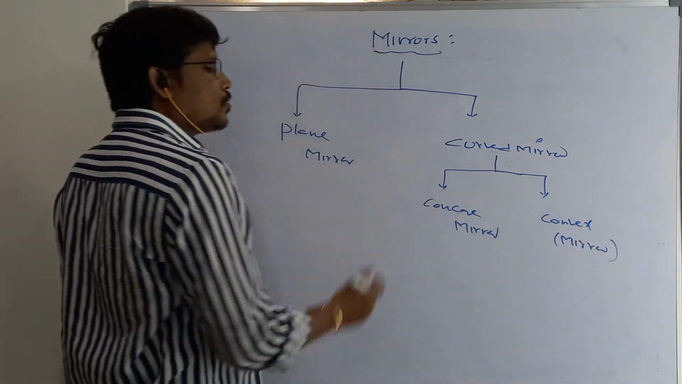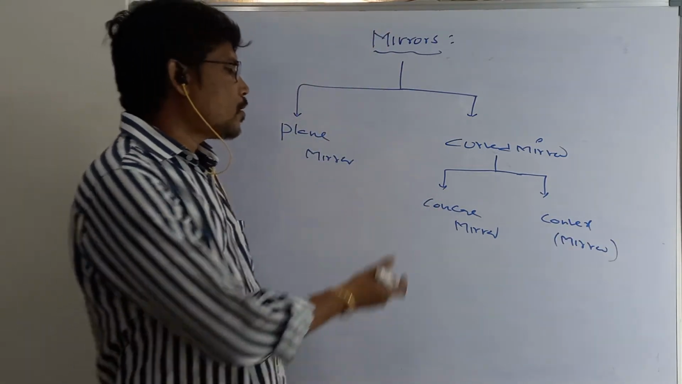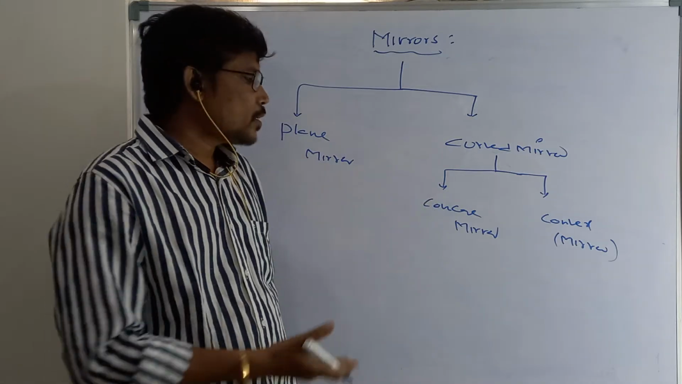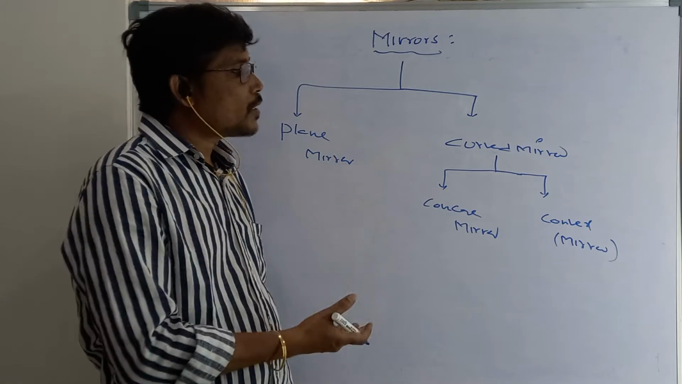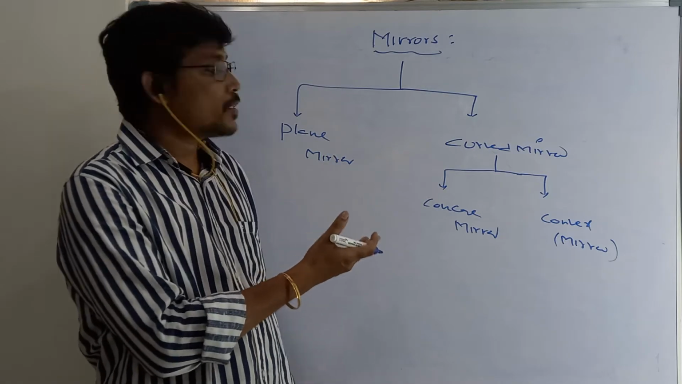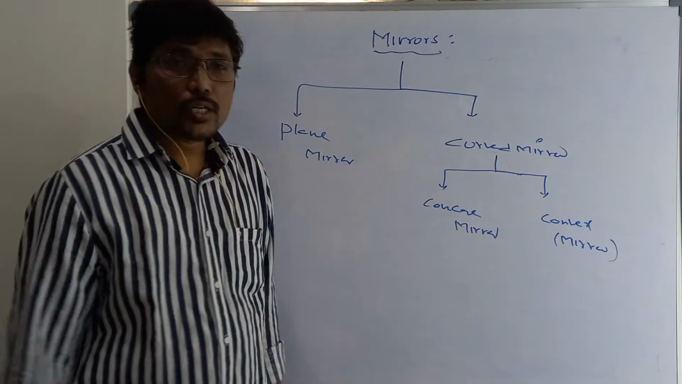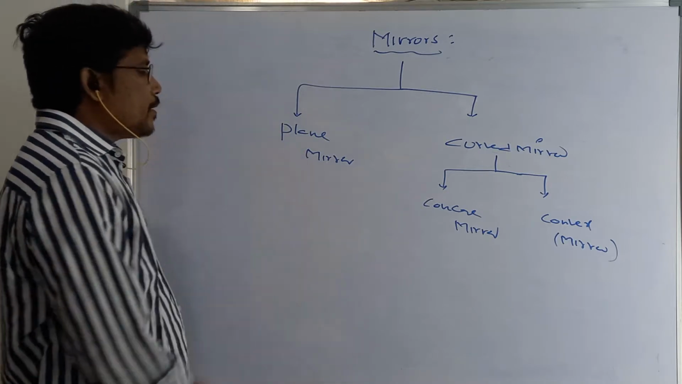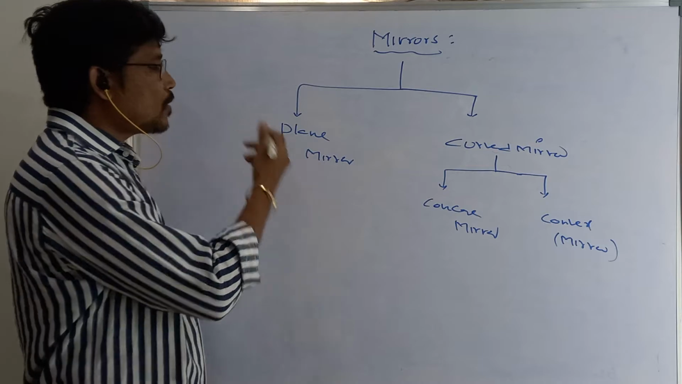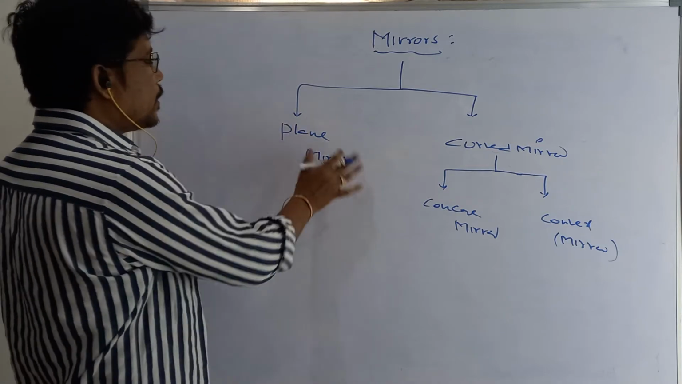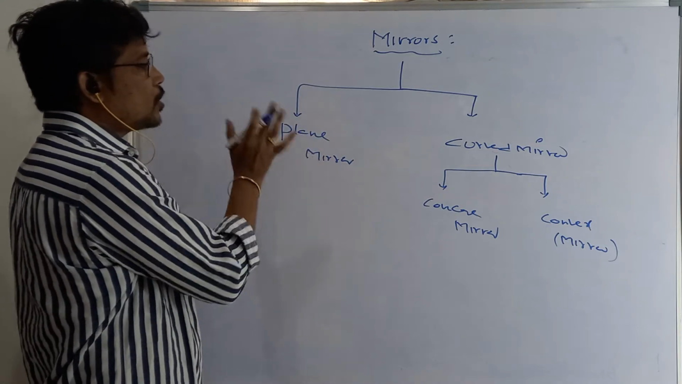In your daily life you are using concave and convex mirrors. Your shaving mirror is a concave mirror, the torchlight mirror is a concave mirror, and your vehicle rear mirror is a convex mirror. In our homes we use plane mirrors for beautification purposes. So let us discuss in detail how the image is formed in a plane mirror.